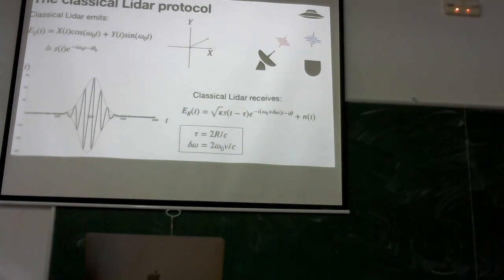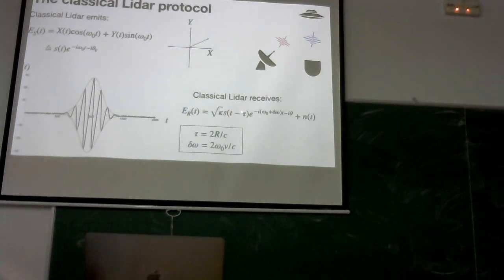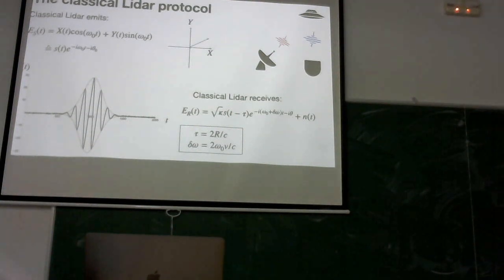And then we see also that this s of t function gets a time delay. And this is because our signal has to first travel to the target and then come back. And this whole round trip takes some time, tau. And this time, tau, is related to the distance between the LIDAR and the target.